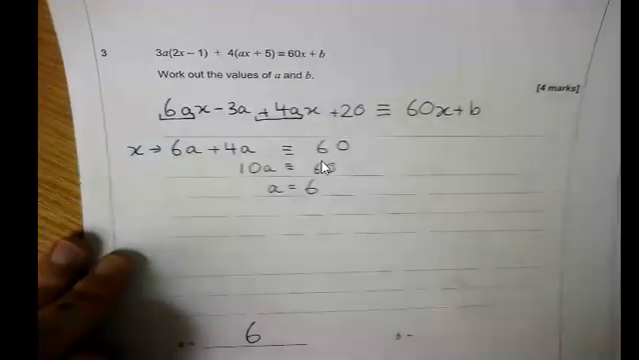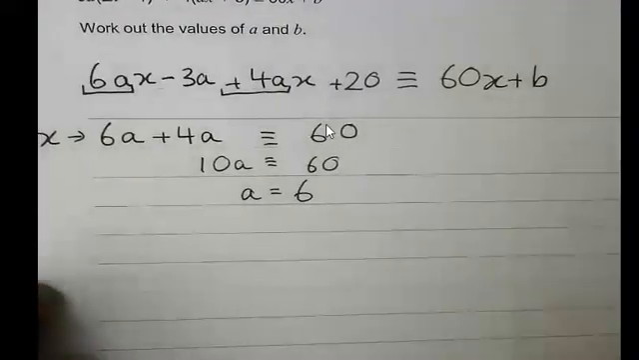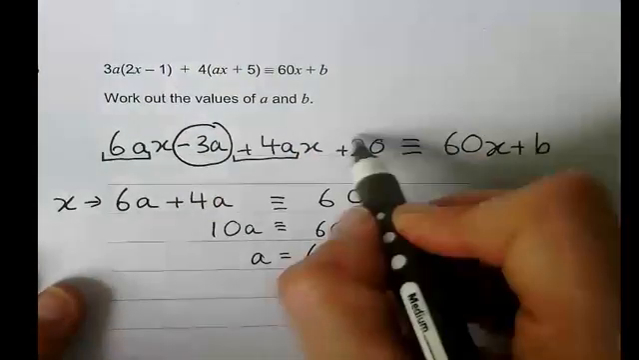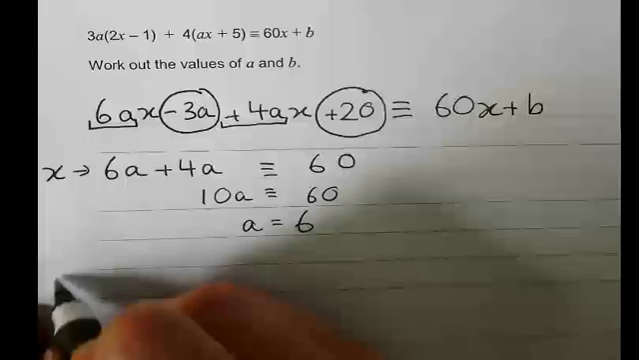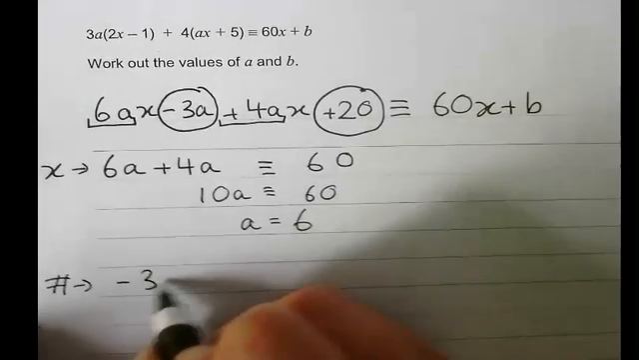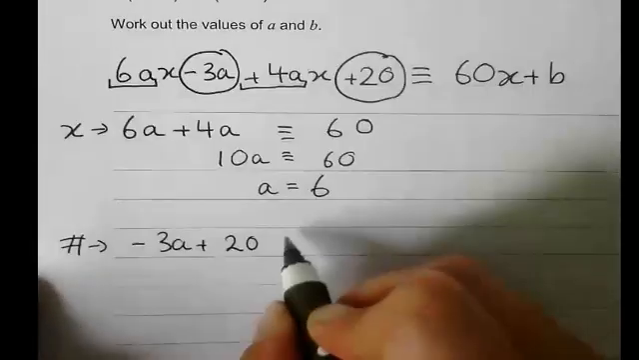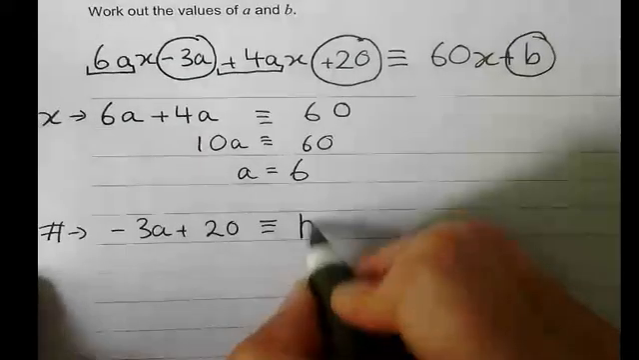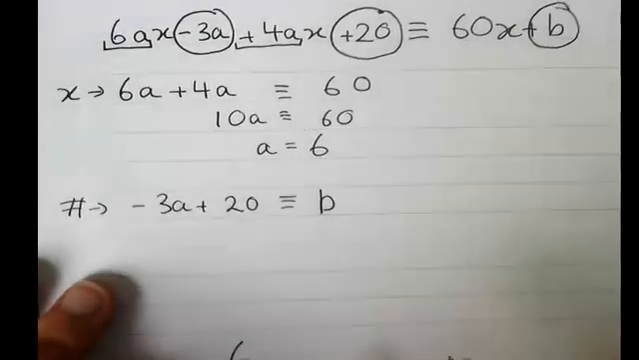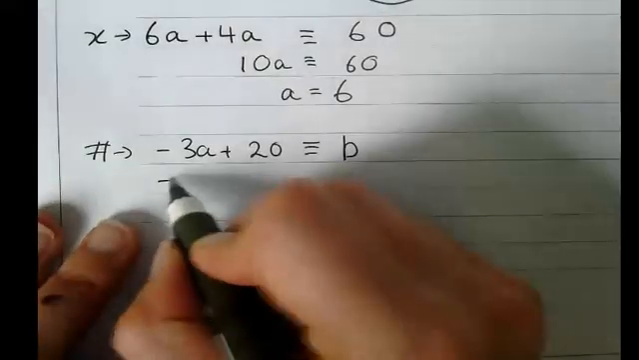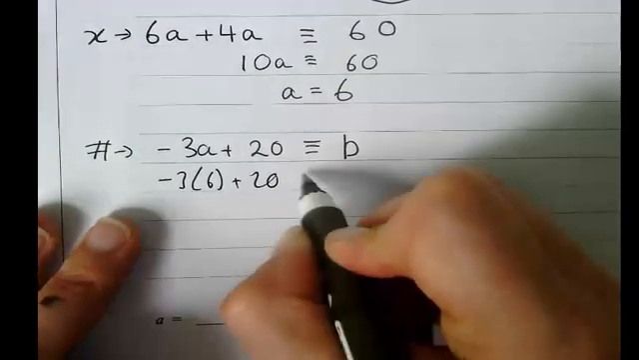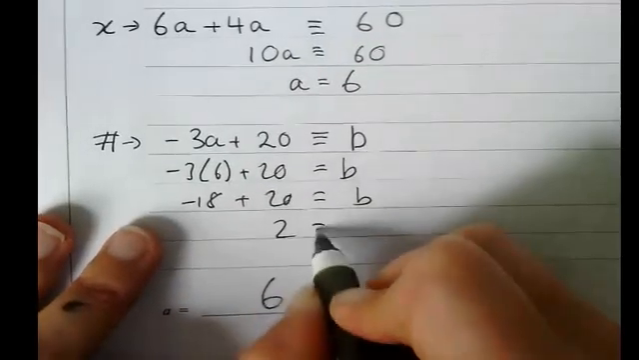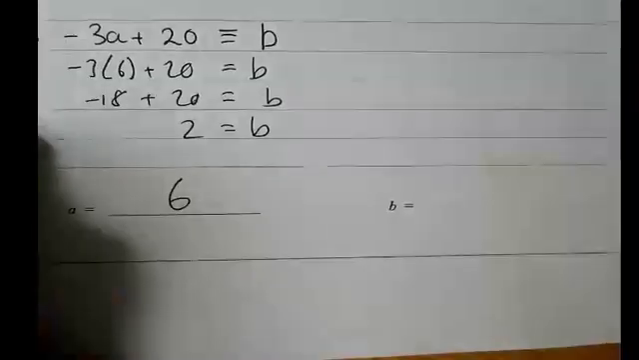And then I'm going to do the same thing comparing the constants on the left-hand side and on the right-hand side. So on the left-hand side, I've got negative 3a plus 20. So comparing the constants, negative 3a plus 20 is identical to, and on the right-hand side, I've got positive b. So it's identical to b. I've just worked out that a is 6. So negative 3 lots of 6 plus 20 is equal to b. So negative 18 plus 20 equals b. So 2 is equal to b.